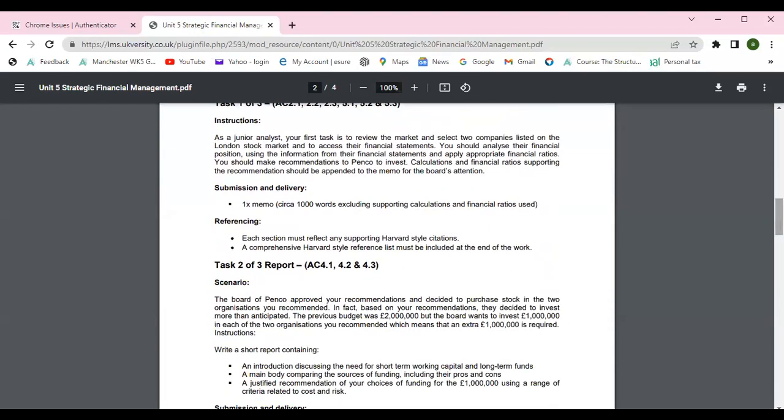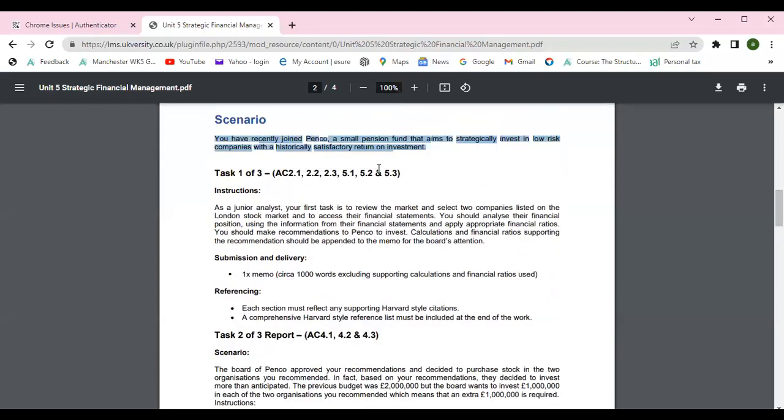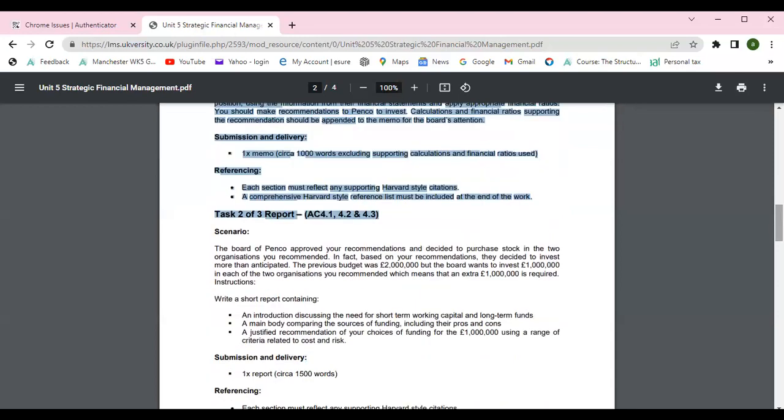So for task one, if you look here, each task has assessment criteria, 2.1, 2.2, 2.3, which means learning outcome 2, the lesson 2 slides. Those are useful. 5.1, 5.2, and 5.3 mean that lesson 5, which is about investment appraisal, is good for this task. So you have to open those slides and look around. And then task 2 is based on learning outcome 4.